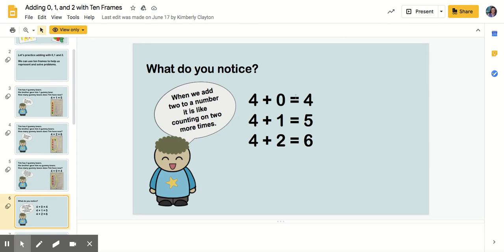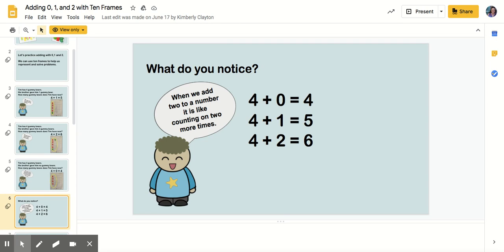Here it shows the 3 addition sentences that we just looked at in the 10 frames. And it shows that we started with 4 every time, but this is the number that changed. We changed how many we were adding or joining to our collection of gummy bears. And then this is how many that we ended up with. So when we started with 4 and we didn't get any more, we ended up with the number 4.